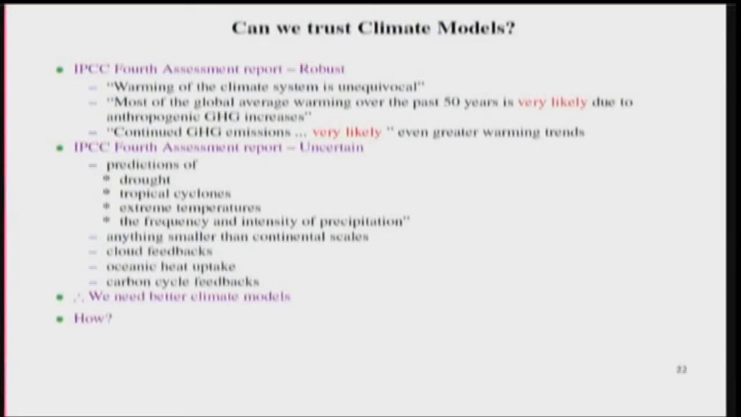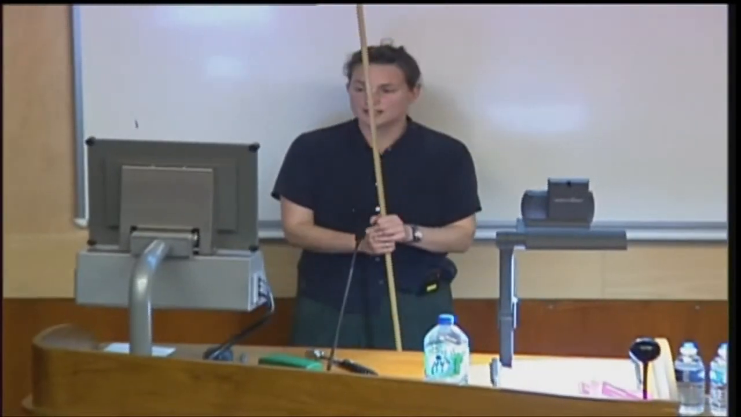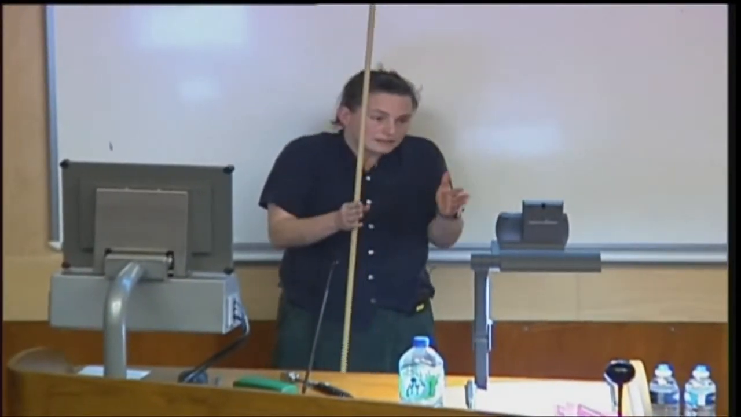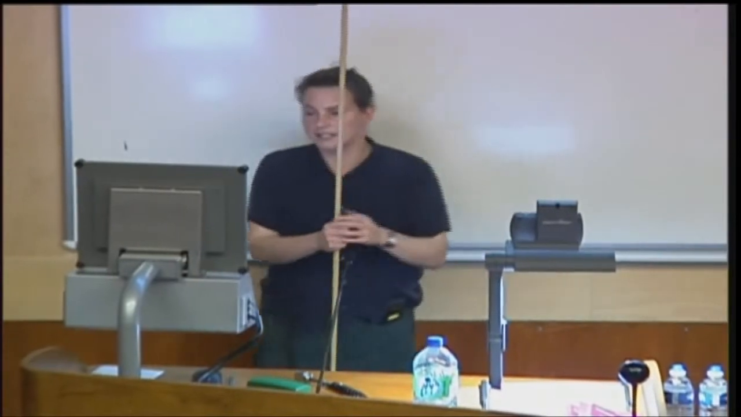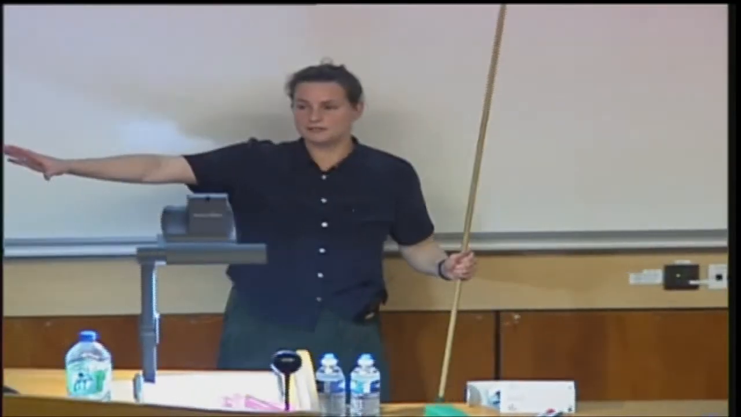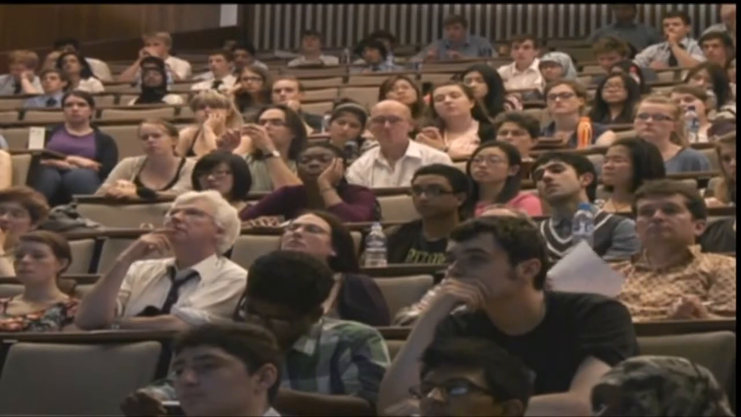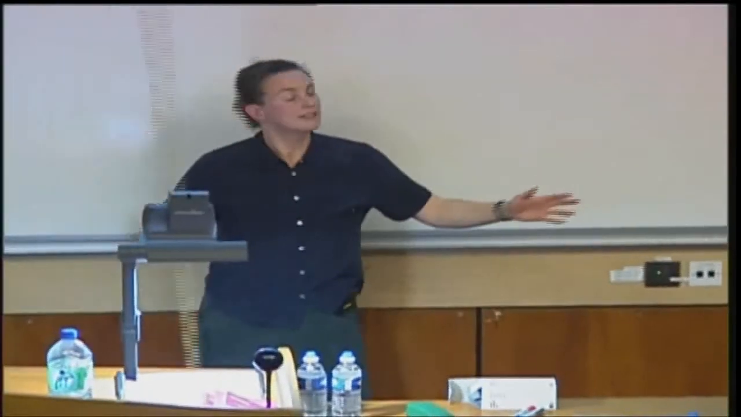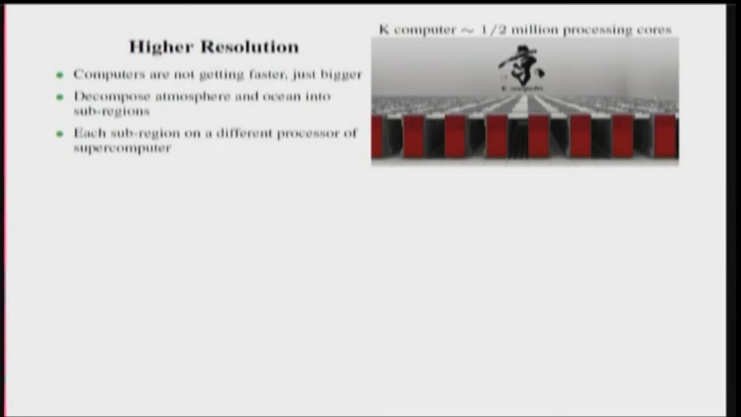How on earth can we get better climate models? The most obvious answer is we need higher resolution. We need to decrease the size of those grid boxes so we really can predict clouds. And the largest computer in the world, in June, I think, I assume it still is, the K computer in Japan, which has got 500,000 processing cores. So it's like 500,000 of you, but each one of you is a fantastic supercomputer. And so you divide up the planet across this huge computer and get each processor to calculate a small region and communicate with its neighbours. So each sub-region is on a different processor of a supercomputer.